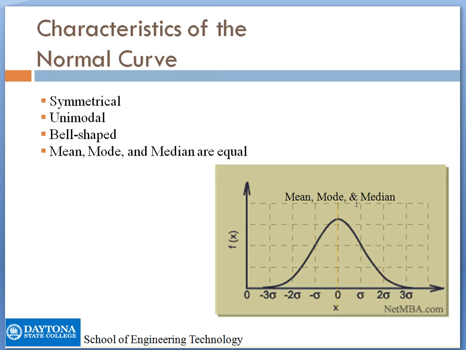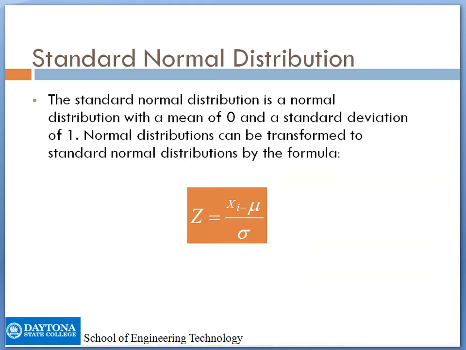Now, when the mean, the mode, and the median are located in the same place, that is what we call the standard normal distribution, and this value is equal to 0. So in the standard normal distribution, the mean, the mode, and the median are equal to 0, and the standard deviation, which is a measure of dispersion, is equal to 1.